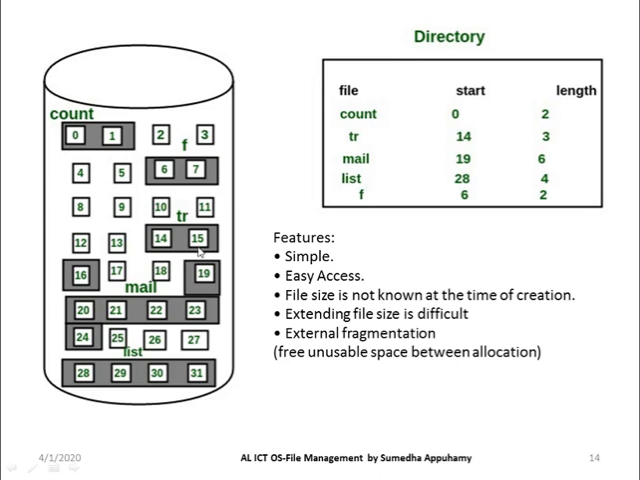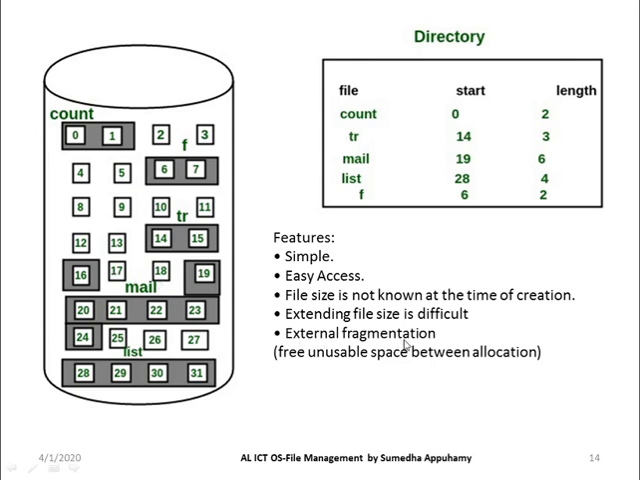So now you can see, each and every memory location is numbered, and when you are storing, you have to give the file name, the starting location and the number of blocks that you require. Automatically the operating system starts from that location and assigns whatever file capacity is required. The features of contiguous allocation: simple, easy access, file size is not known at the time of creation, and extending the file size is difficult. As I said, extending file size is difficult.